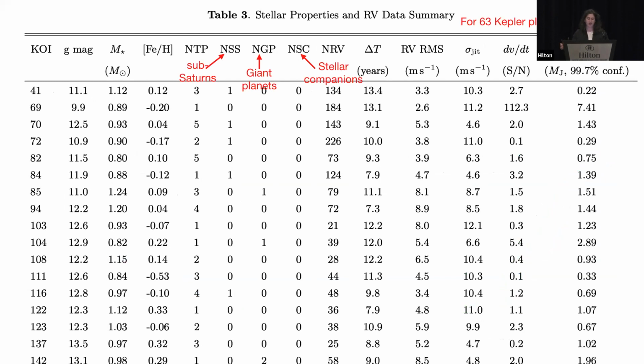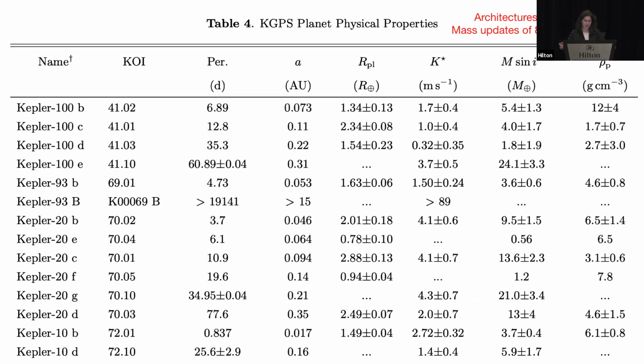For each of the 63 stars in our survey, we report the number of transiting planets, the number of sub-Saturn, giant, and stellar non-transiting companions, the number of radial velocities collected, the observational baseline in years, the RMS of the RVs, the expected stellar jitter, the significance of any detected trends, and an upper limit on any M sin i companions at 10 AU based on those RV trends or lack thereof. We also report the physical properties for both the transiting planets and non-transiting companions.